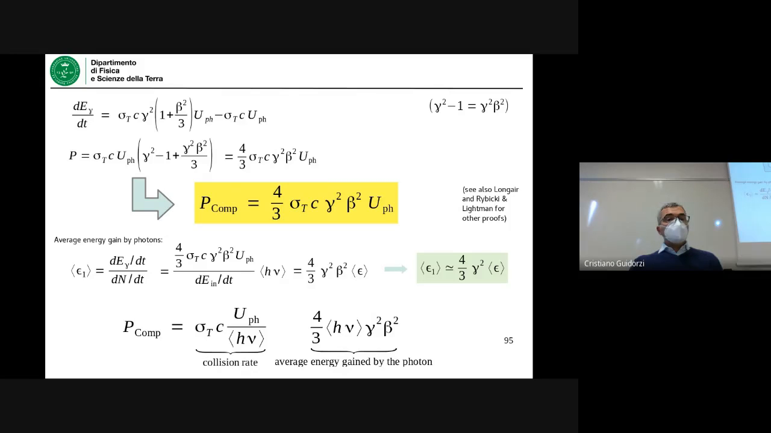If you are curious, you may ask, isn't there any other smarter, shorter proof? Yes, there are. In particular, you can find two of them. One, which is very smart, very elegant, in the Rybicki-Lightman textbook, and another a little longer, but also nice, in the Longair. So different proofs. Maybe you feel more comfortable with one, or it's anyway instructive to see how the same result can be proved in different ways.